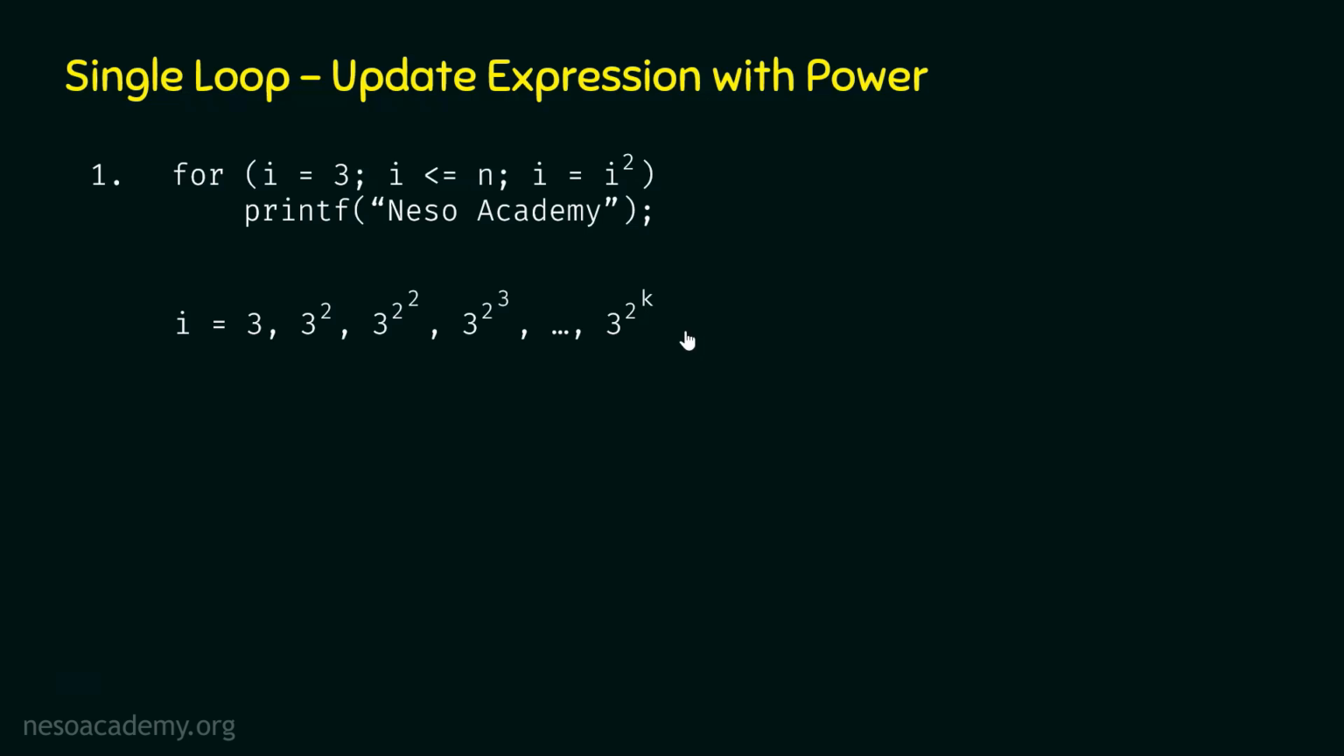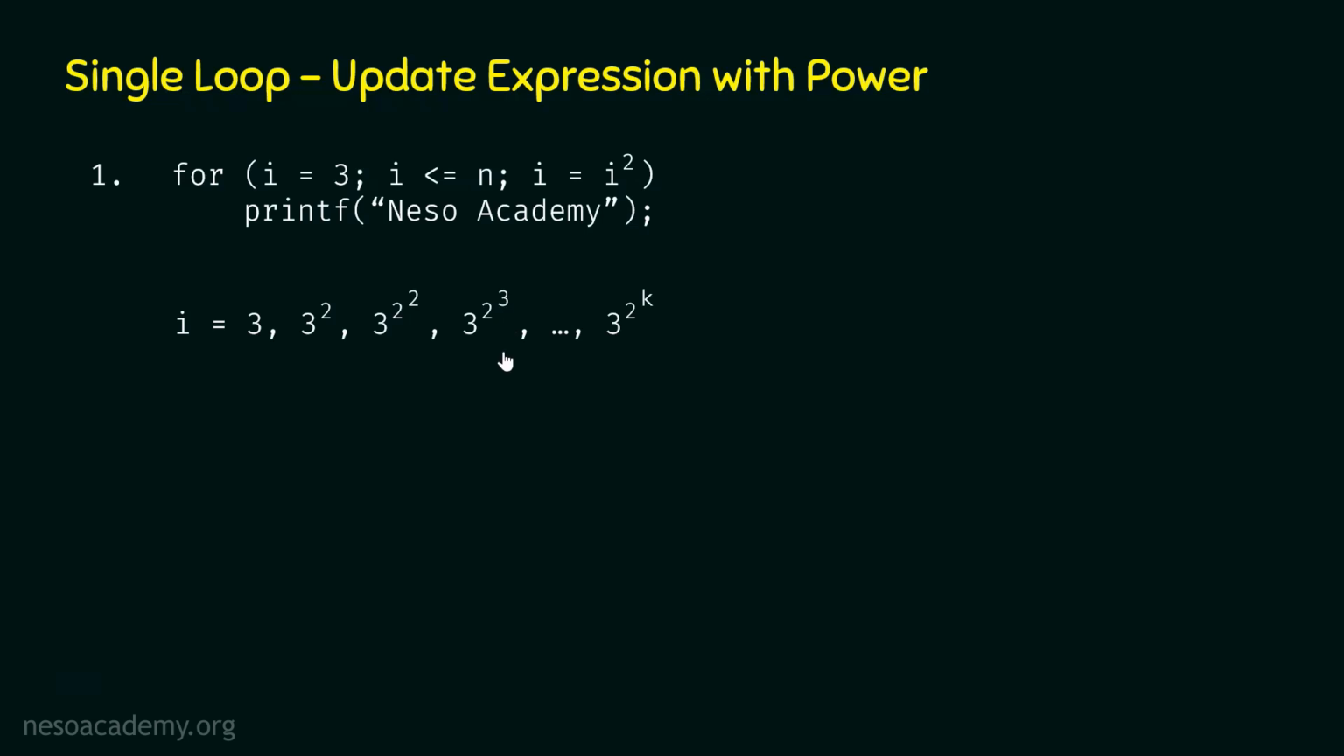But eventually, we want to know how many times this statement will execute. The answer lies within this pattern only. We can observe in this pattern that in the first iteration we have 3 power 2 power 0. So in iteration number 1, the power of 2 is 0. Similarly, in iteration number 2, the power of 2 is 1. In iteration number 3, the power of 2 is 2. In iteration number 4, the power of 2 is 3.